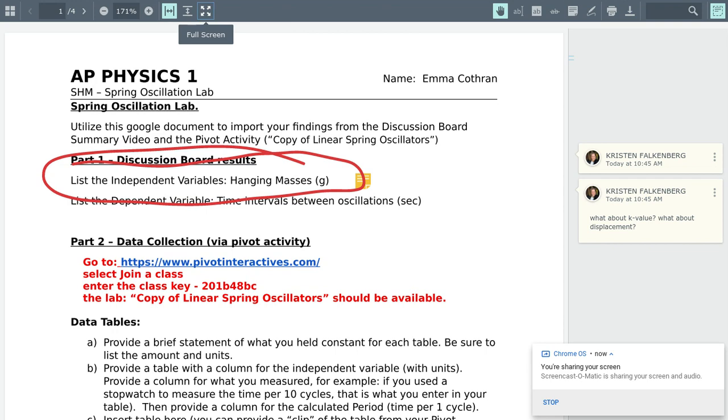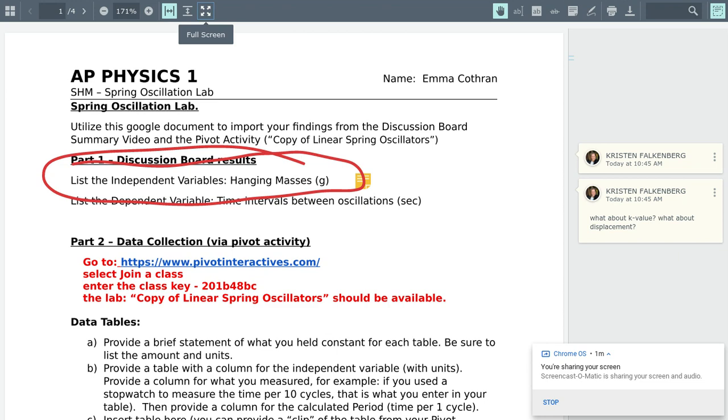For instance, when we looked at it, you guys did a discussion board. I gave some feedback, and ultimately we were like, what could we change? And so there's a summary video. We could change the hanging mass values. We could measure mass, so we could change it, and that would be an independent variable. But guess what? We could also change the spring type, so you could change that and see how it impacted the period. And the last thing was the displacement.